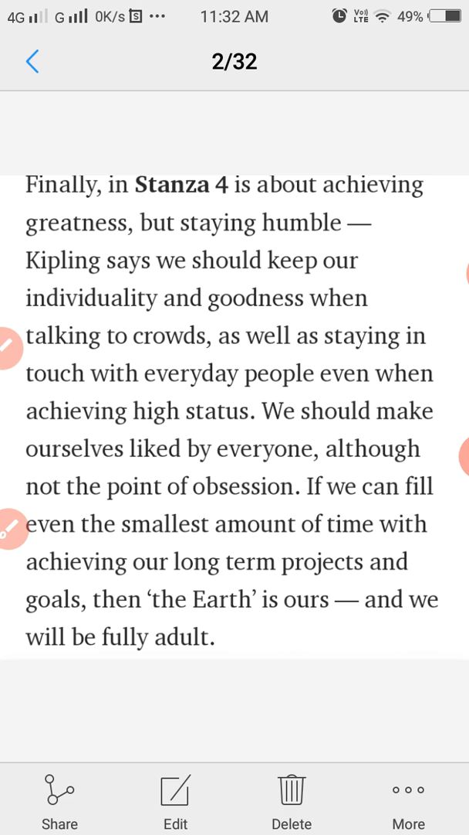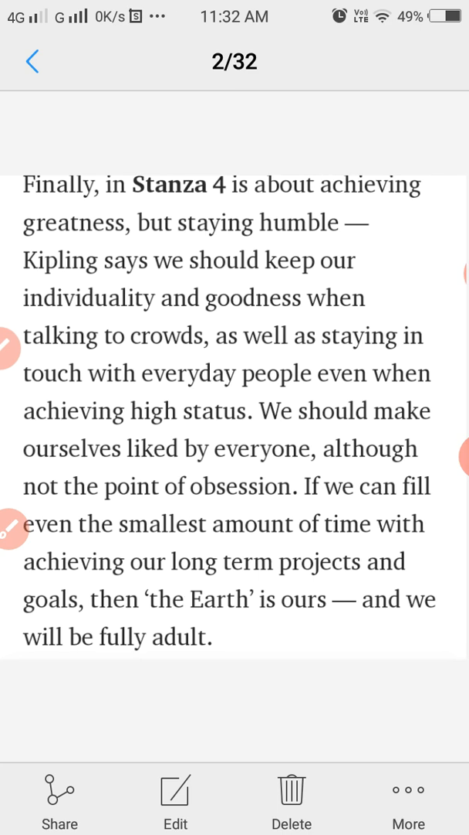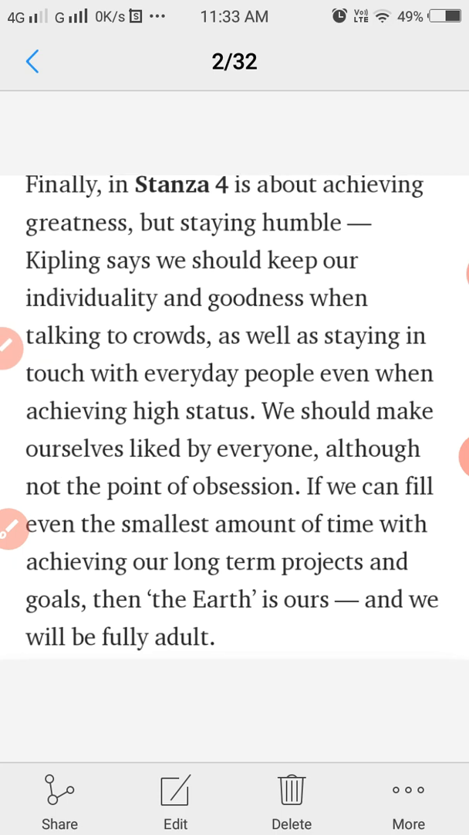Kipling says, we should keep our individuality and goodness when talking to crowds, as well as staying in touch with everyday people even when achieving high status. Means, if you get high status in your life, just be calm and humble, just down to earth. We should make ourselves liked by everyone, although not to the point of obsession. If we can fill even the smallest amount of time with achieving our long-term projects and goals, then earth is ours and we will be fully adult. Means if you are going to follow all the rules which Kipling said in his poem, you will be a mature man.